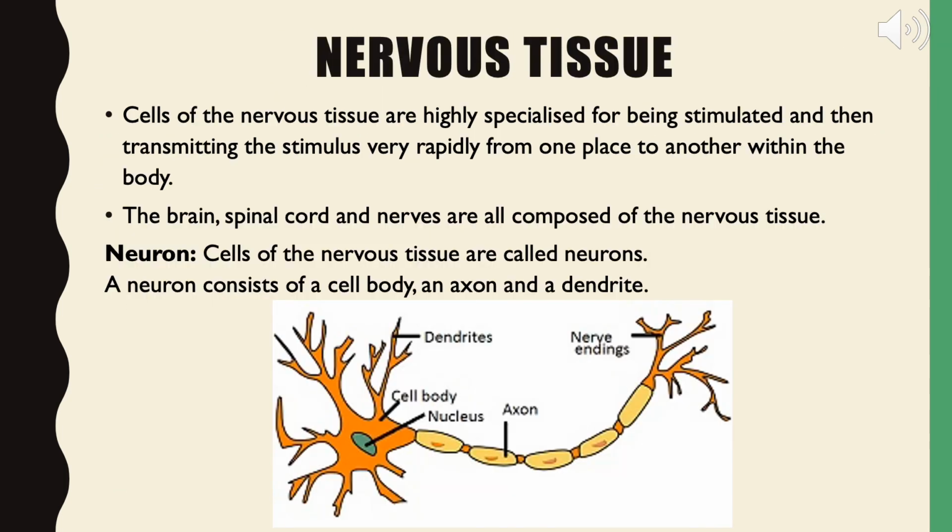So now we are starting with the nervous tissue. The cells of the nervous tissue are very specialized because they capture the stimuli and then transmit that stimuli from one place to another, or to our brain or the spinal cord, and then in response to that stimuli our brain or spinal cord will give the response, and according to that our body does the action. This is made up of nerve cells called neurons. The brain, the spinal cord and the nerves all are composed of this nervous tissue.